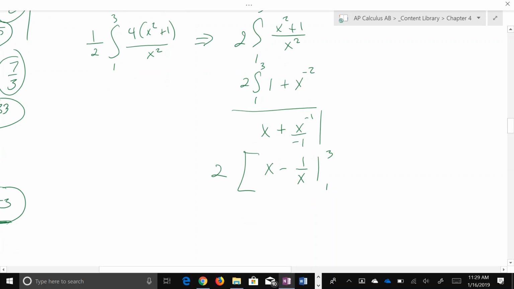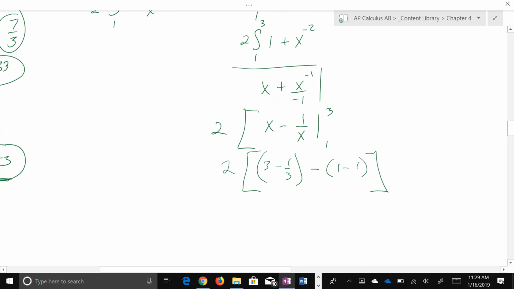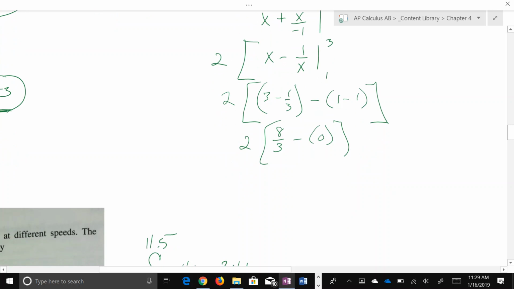Okay? All right, let's plug in top minus bottom. 3 minus 1/3, minus, let's plug in the bottom, 1 minus 1. Right? 1 over 1 is 1. Okay, 3 minus 1/3 is what? 8/3. And then minus, what's 1 minus 1? And so therefore, it's 2 times 8/3, so 16/3 is the answer.